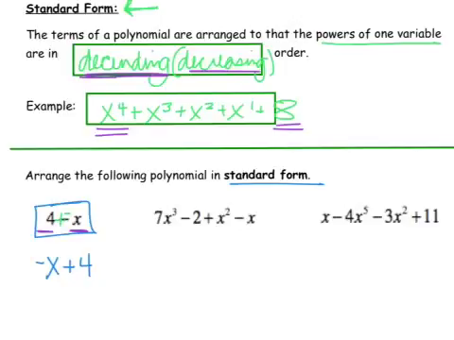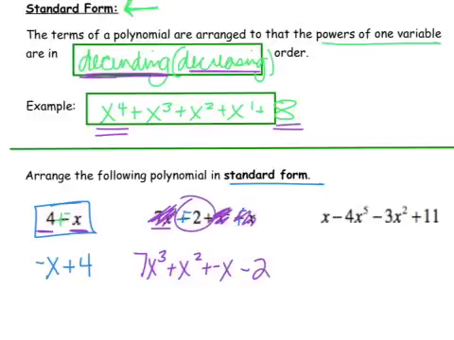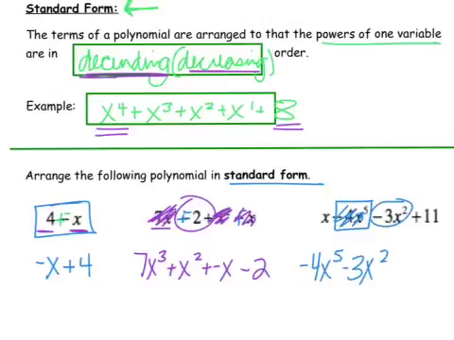Same with the next example. I like to think of them as plus negatives instead of minus signs. Highest power goes first, so I see I have an x cubed, so 7x^3 stays first. My next highest power is at plus x^2. Next will come my negative x, or minus x. And last but not least is my negative 2. Same with this last one. Negative 4x^5 goes first. Then my negative 3x^2, then my standalone positive x, and last but not least my number plus 11 tacked on the end.